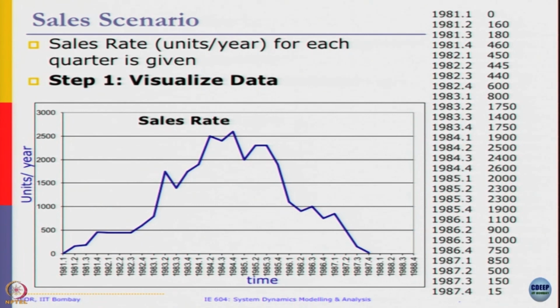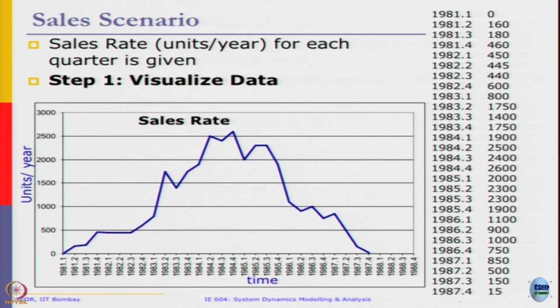So, step 1 is, once we get the data, we visualize it. The data here shows a kind of bell shaped pattern. It increases, peaks at around 1984 third quarter, and then it falls down and kind of hits 0 at 1987 fourth quarter. So, that is the data that has been provided to us.